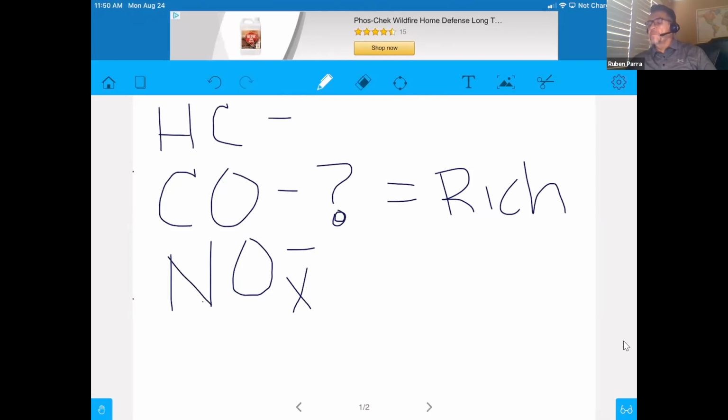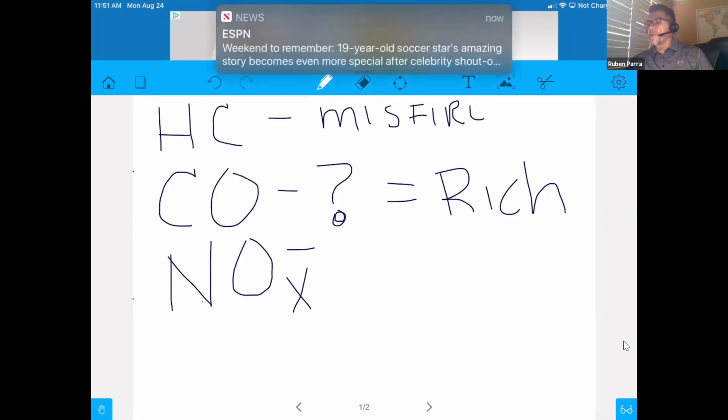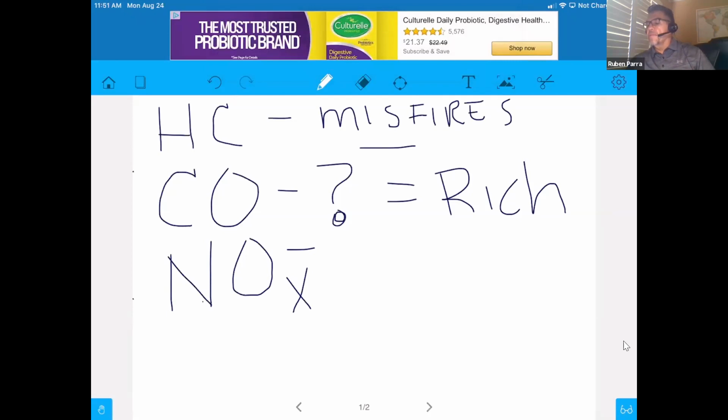Hydrocarbons can be caused by various mishaps. One of the most common is misfires. We'll get more into this a little later, hopefully tomorrow during our live, or whenever we do our next live Zoom meeting. Misfires is a common one, and I'll get more into that later. And then oxides of nitrogen, remember, excessive temperature and pressure are what create oxides of nitrogen.